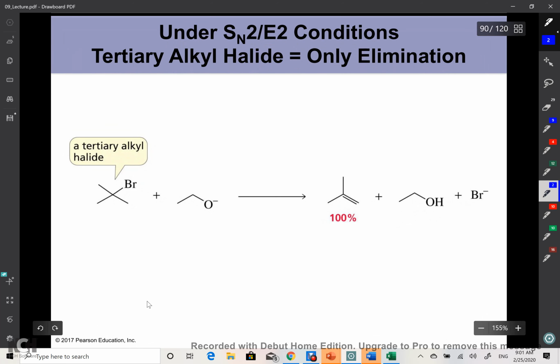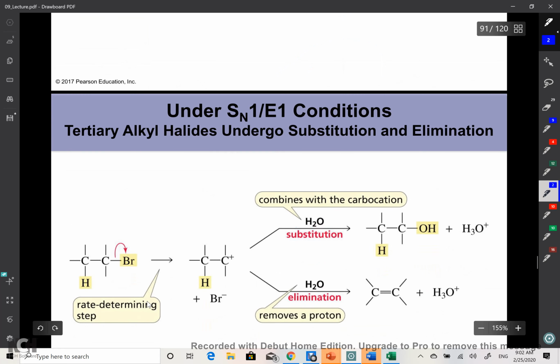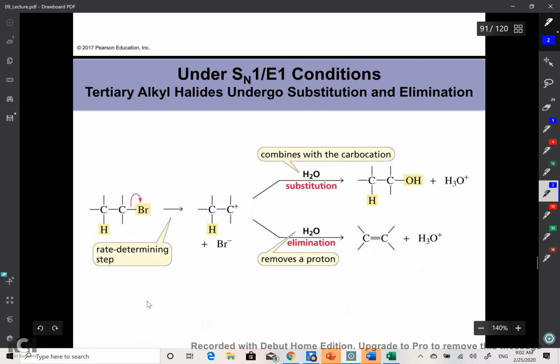Now, is it an SN2 or an E2? If it's a tertiary alkyl halide, we know that tertiary alkyl halides do not undergo SN2. So if you have a tertiary alkyl halide, the only product you can form will be an elimination product, because tertiary alkyl halides do not undergo SN2. Does that make sense?